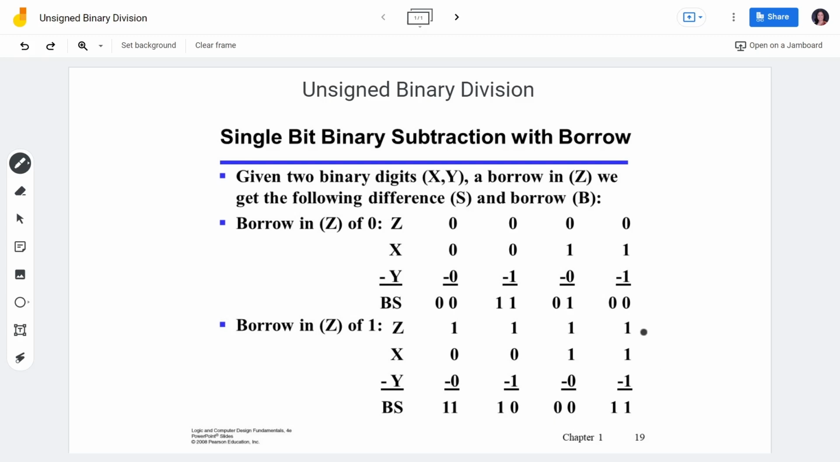And last, let's evaluate the first two: 1 minus 1 is 0. So this one, 0 minus 1, is just the same as the earlier case: 0 minus 1 is 1 borrow 1. You have to remember the principle of binary subtraction with borrow because it's very important when we're doing division. So let's have the first example for our unsigned binary division.